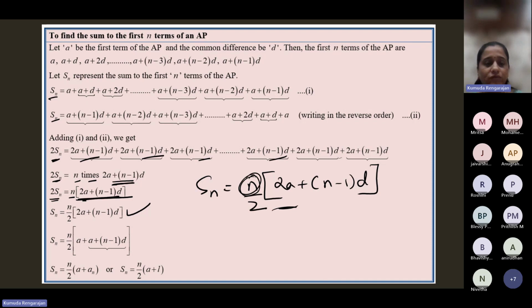So n is the number of terms, a is the first term and d is the common difference. So when you substitute these values, you will be able to find the sum of the first n terms of the AP.